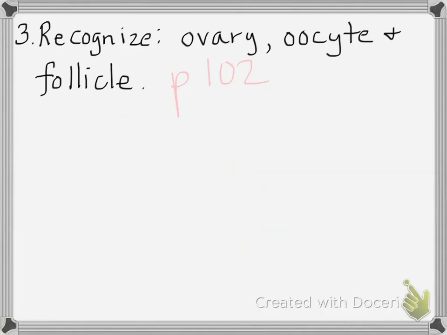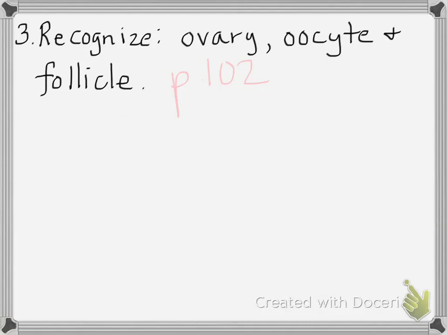So, on page 102, you and I did look at a slide of an ovary. And I told you, you got to know an ovary from a testis. So go back and review the ovary slide. You'll be able to spot the ovary. There will be not very many, but some of these big swollen pockets that have the egg inside. Those swollen pockets are called follicles, and the egg inside is the oocyte.